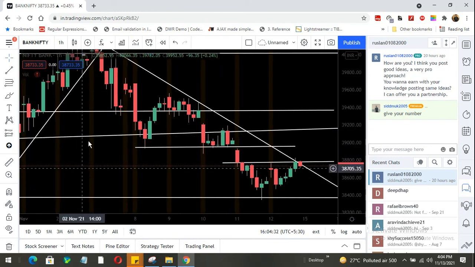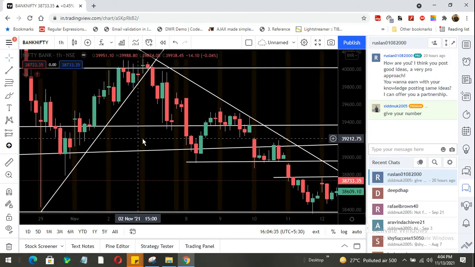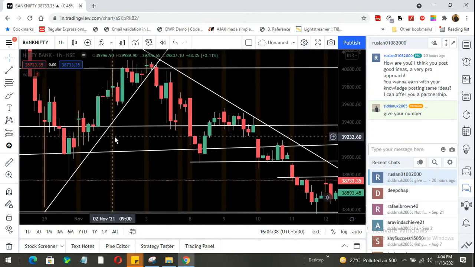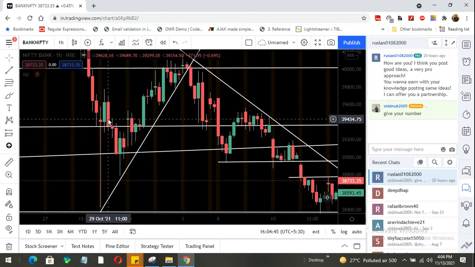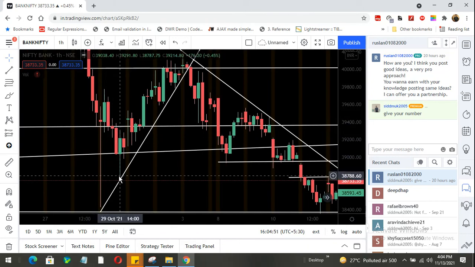What was the bearish engulfing? Bearish engulfing is exactly when the red candle covers the previous green candle. The example was this one, and it is near support. Correct? Then you see that after that it broke and it went down.